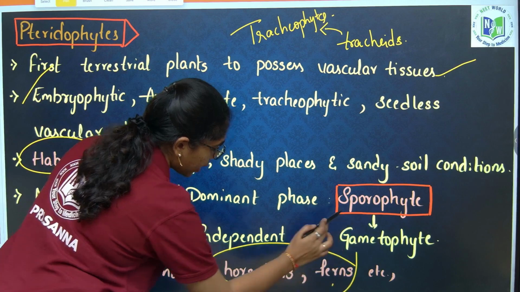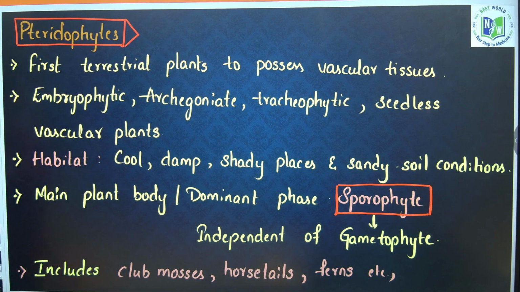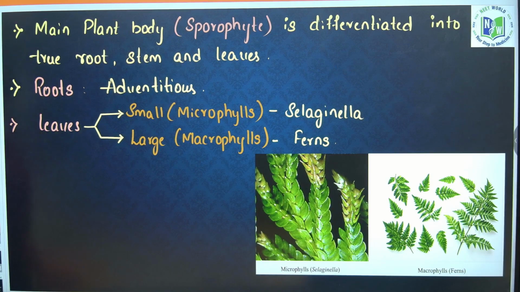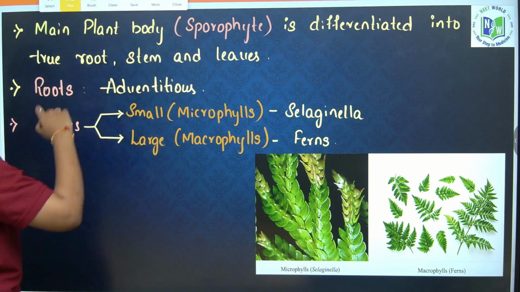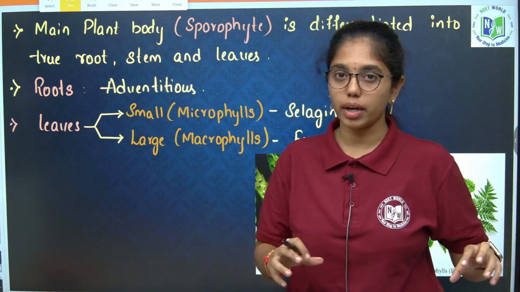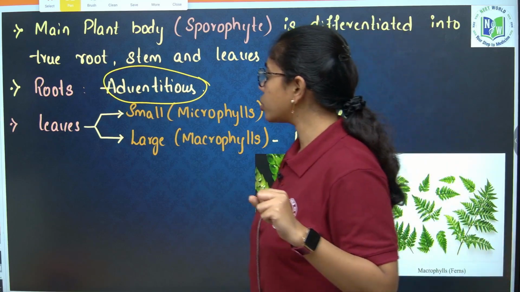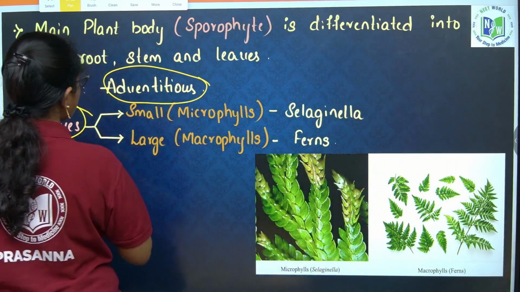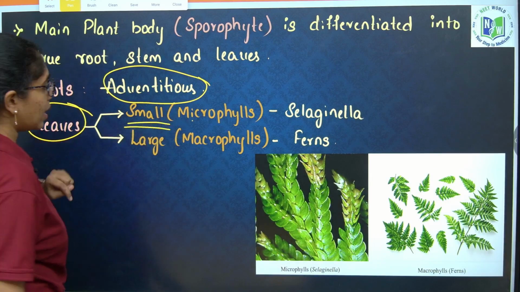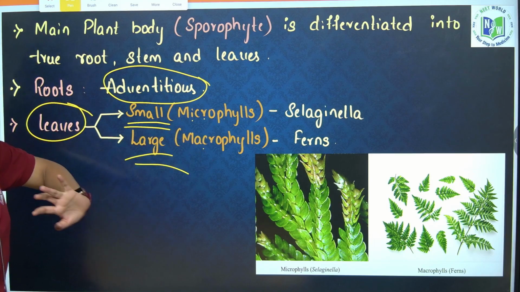We are here learning about horsetails and ferns. So yes, the main plant body is of course sporophyte, and that is differentiated into true root, stem and leaf. Roots are adventitious, which means they can grow on any plant part or organ. They can grow on any region of the plant, that is why they are adventitious roots. Leaves are of two types: small microphylls and large macrophylls.